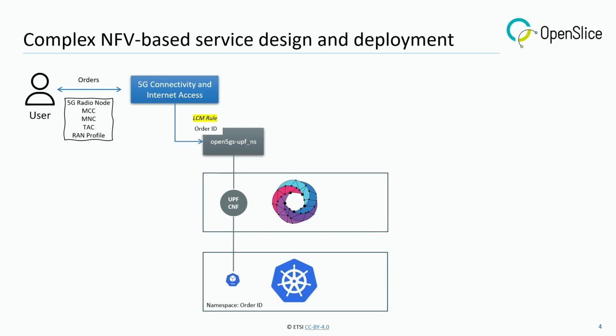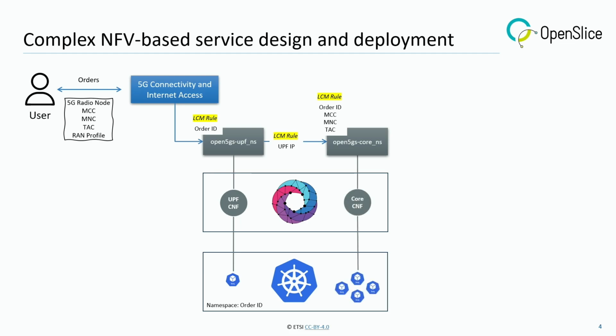So when this UPF service was active, the UPF deployment IP was retrieved from OSM and exposed towards OpenSlice, which passed it towards the next service, which was the deployment of the 5G core. The 5G core wanted the IP of the UPF so as to connect to it. So this happened with an LCM rule. We'll see some examples later this day.